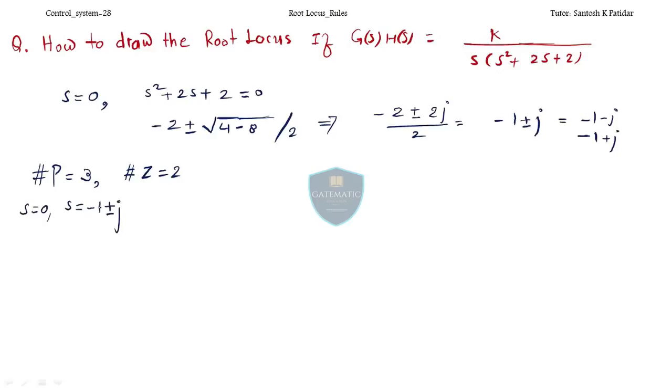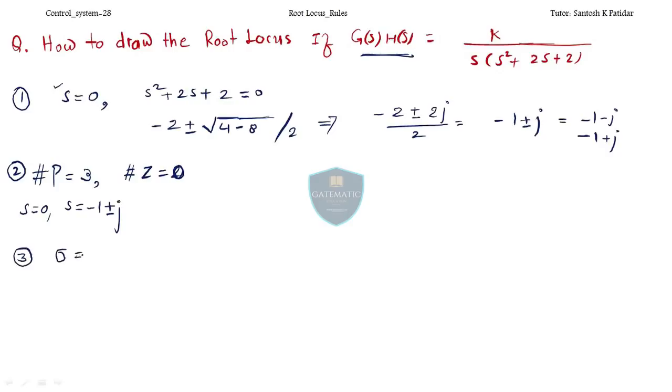Everything is okay. How to start? You are given the open loop transfer function. You will find out the poles and zeros first. Step 1: find out the poles and zeros. Step 2: find out the number of poles and number of zeros. I'm extremely sorry, over here we don't have any zero, so zeros are 0. Perfectly fine. Now next, what can I find out by this information? Can I find out the centroid?